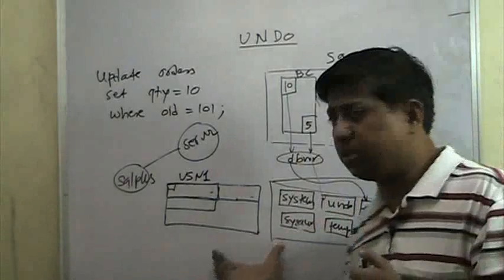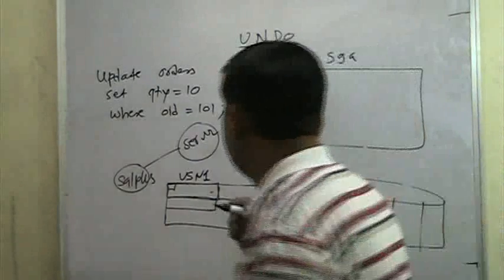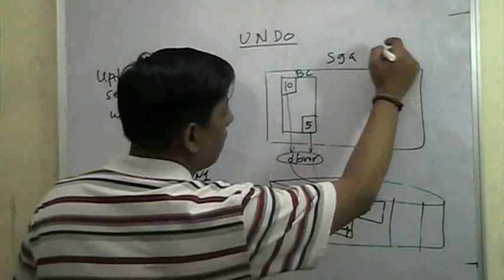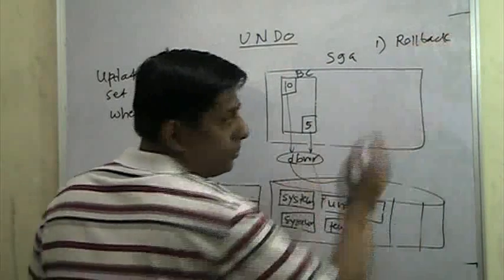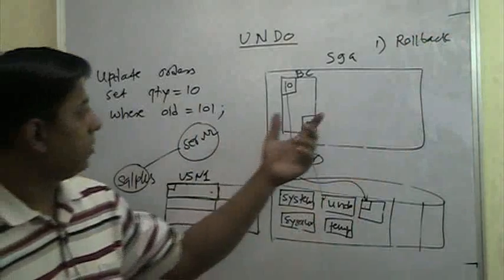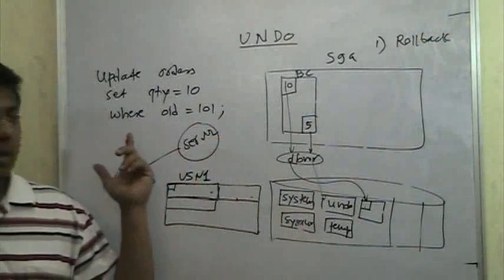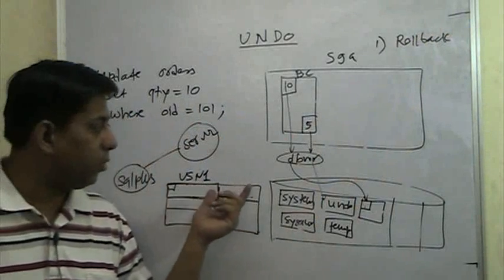Now, what is the purpose of this undo? The purpose of undo is twofold. I will just write it down here. First purpose of undo is to allow the rollback, so that this user can say, I would like to roll back my transaction, I would like to get the old data from here.